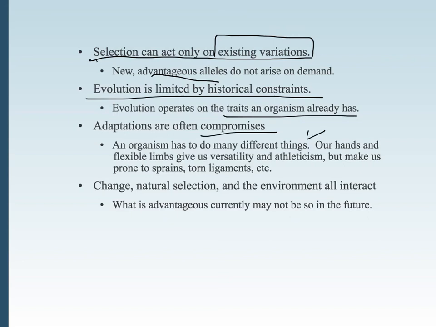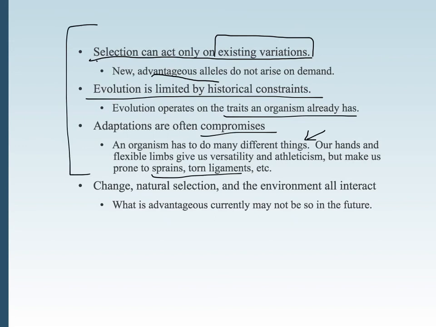An organism has to do lots and lots and lots of different things. And so because we have such flexibility with our usage of limbs, well, that makes us prone to some kind of damage as well, sprains, torn ligaments, and whatnot. And so all of these things are reasons why modern day we don't have perfect organisms.